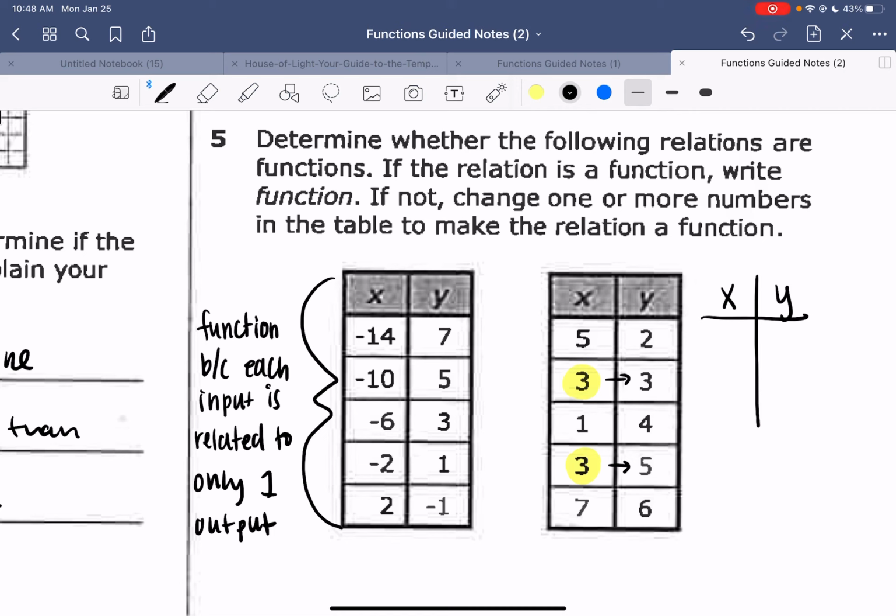So if it was going from a 3 to a 3, we'd either have to change that first 3 to a different number, or we could change the second 5 to a 3, so it's producing the same thing, or changing the x value to a different input. There are so many ways as long as the function gets changed so that each input only changes to one output. So I'm going to go ahead and just change this 5 to a 3, and then that would make it a function. And you can change it in another way.